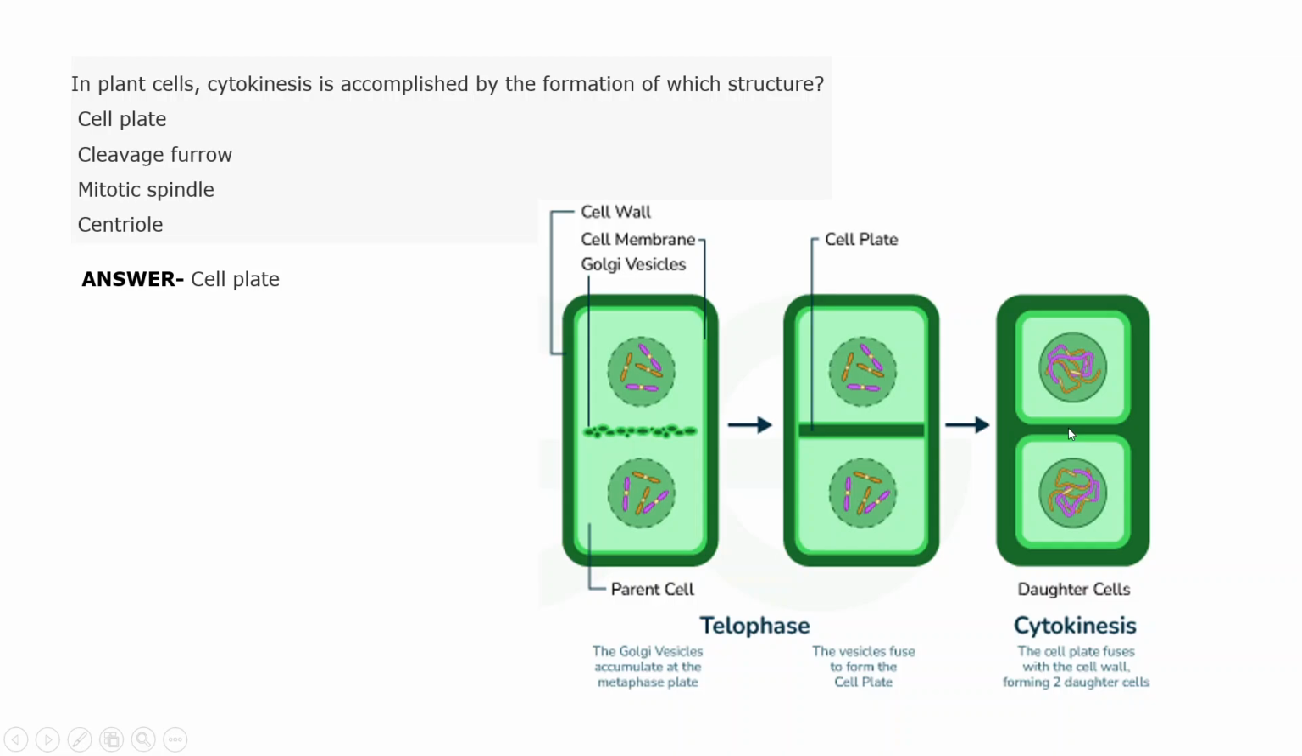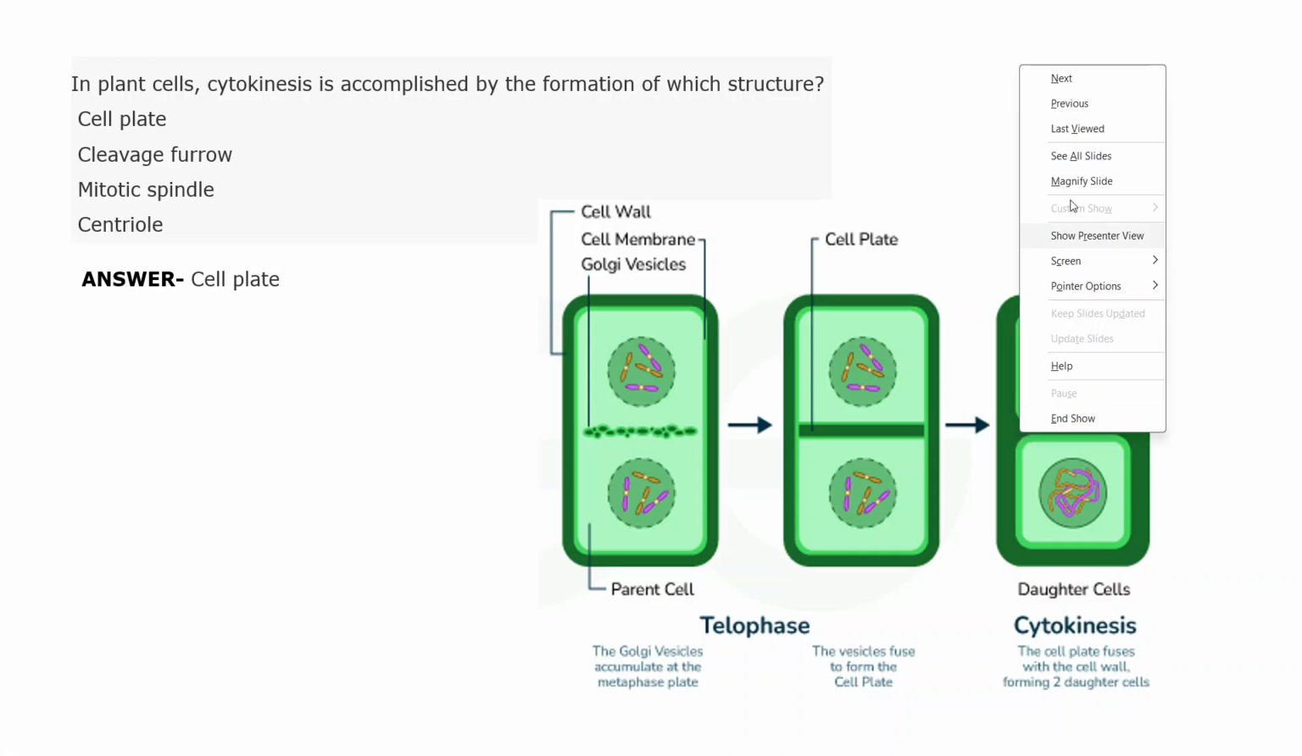Afterwards, when the cell plate is formed, additional maturation of this cell plate takes place, in which it leads to the formation of the middle lamella. There will be a primary cell wall at both ends, and there will also be a middle lamella here. I will just open up my pointer here.